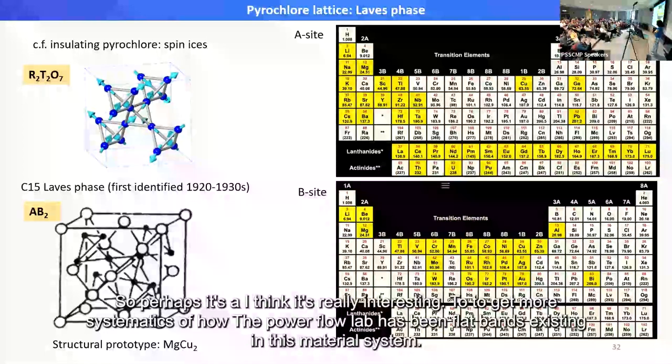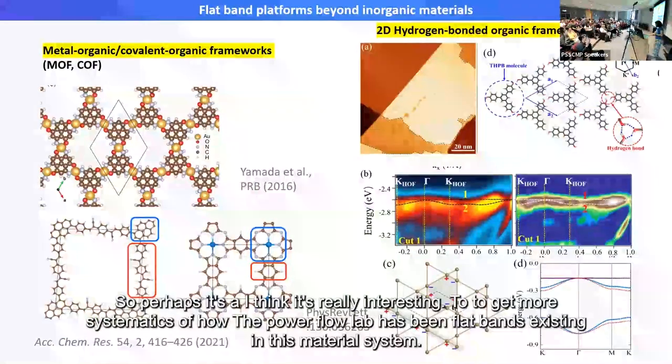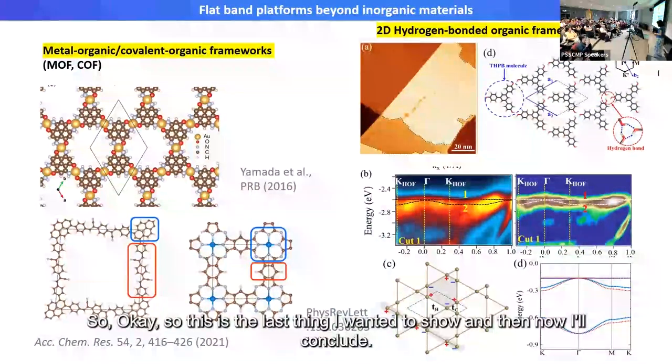to get more systematics of how the pyrochlore lattice-driven flat band exists in this material system. So, 5 minutes. Okay, this is the last thing I wanted to show, and then I'll conclude.